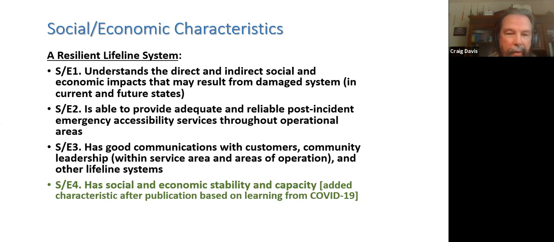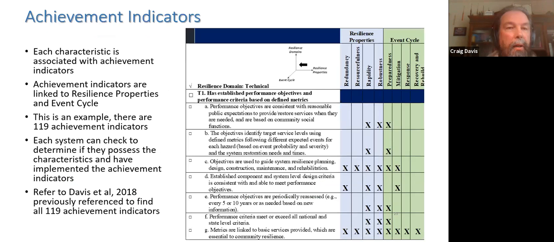And then the one that we've added, which would be number 18, has social and economic stability and capacity. This was added after looking at the hazard of COVID-19, which really addresses not the physical system, but the organizational part of the social technical system. So that also needs to be incorporated.